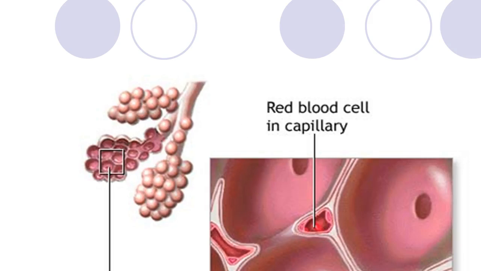And we know that, as I said before, that process of diffusion of gases takes place in those alveoli. So remember, those are those little air sacs at the end of the bronchioles where the process of diffusion of gases takes place. They kind of look like little grapes. And within that, we have red blood cells in the capillaries.